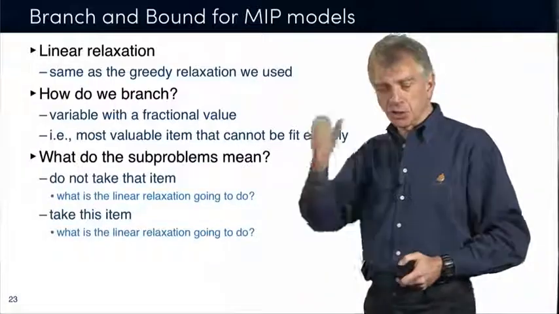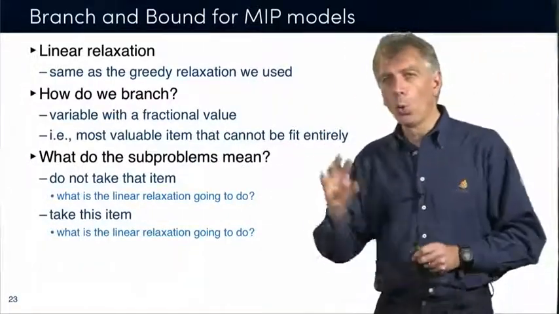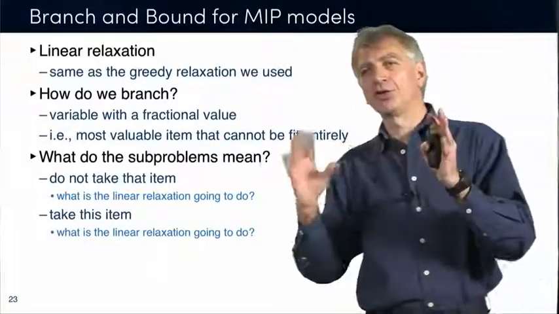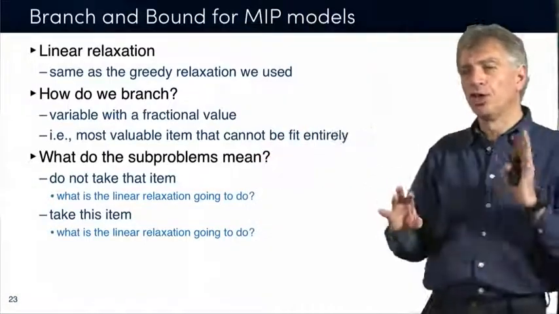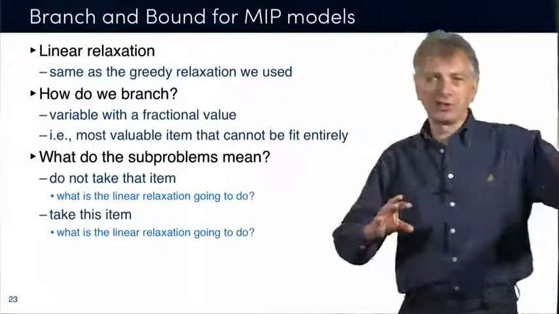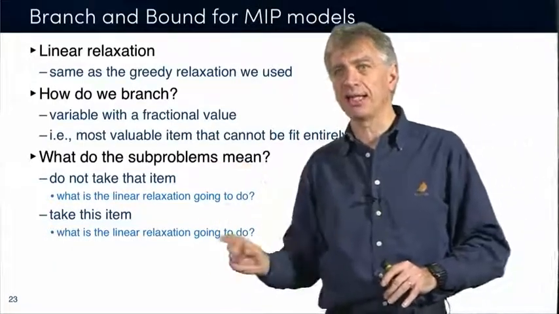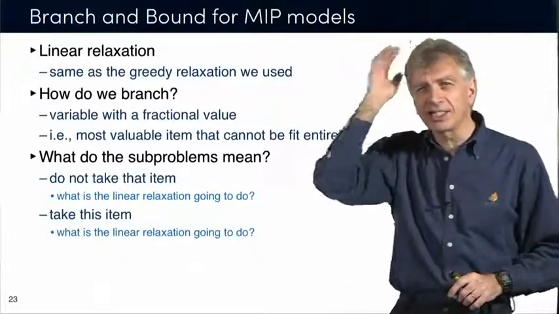Okay? Now, the question I have for you to think about at this point is that we're going to take two things. These are 0, 1 variables, right? So when you run the fraction downwards or upwards, what you're going to get is essentially 0 on one side and 1 on the other side. So we are going to either not take the item or take the item. So when we don't take the item, can you think of what the linear relaxation is going to do?